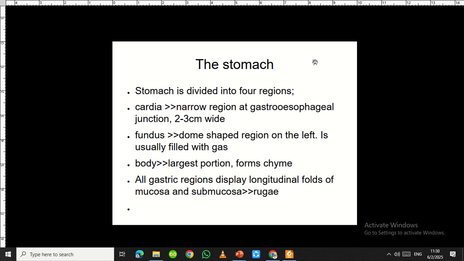And if you're going to see the mucosa of the stomach, it has longitudinal temporary folds, not permanent. Temporary folds, which are made of the mucosa and the submucosa, which are referred to as rugae. And these longitudinal folds seem like they fuse at the pyloric part. So let's take a look.